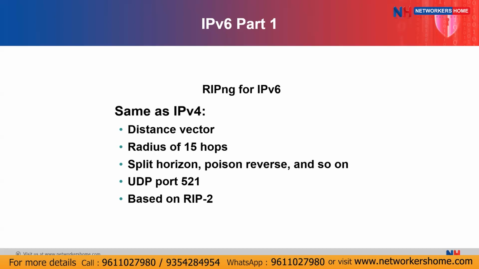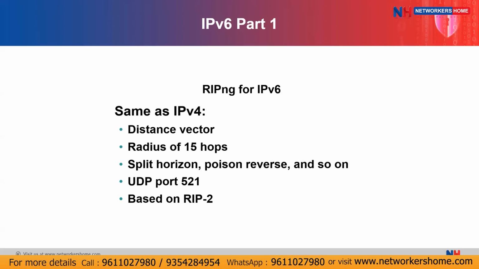Directly under interface mode, this is going to enable. IP version 6 RIP is called RIP next generation. Same as IP version 4, it is distance vector, radius of 15 hops, split horizon, poison reverse, and so on. It uses UDP port number 521. In IP version 4, it uses UDP port number 520.